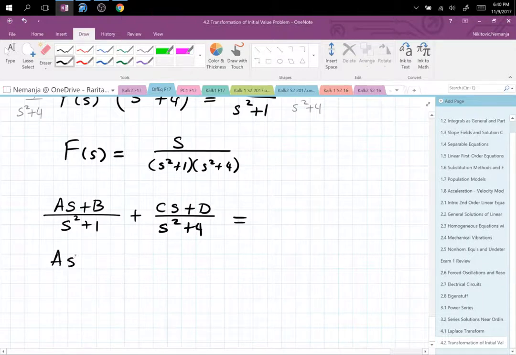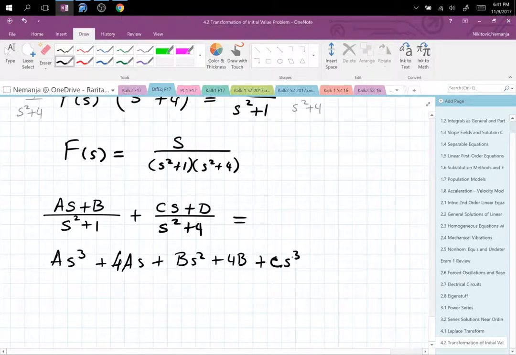So As cubed. Oh, after when you do this step. Oh, yes, yes. So As cubed plus 4As plus Bs squared plus 4B. Plus Cs cubed plus Ds squared plus Cs plus D. I'm tired.